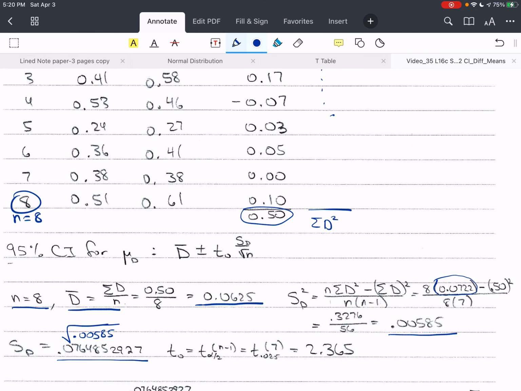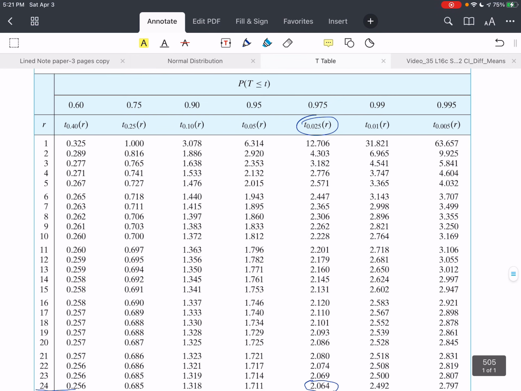Next thing we need to do is we need to find t naught. So t naught is going to be t sub alpha over 2 and n minus 1 degrees of freedom. n is 8, so we have 7 degrees of freedom. Our C is 95, so alpha equals 1 minus C, which is 1 minus 0.95 equals 0.05, and alpha over 2 is 0.05 divided by 2, or 0.025, if you like, but I don't need the 0 for the t table. They only have 3. Okay, so I look up t of 0.025 and 7 in the t table.